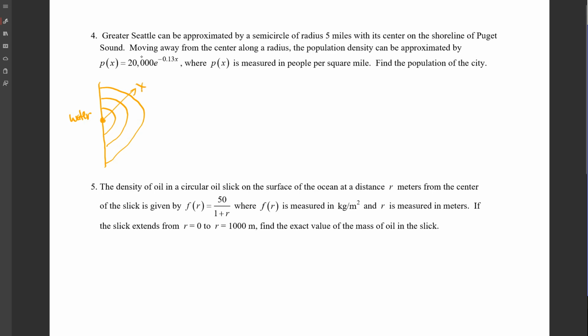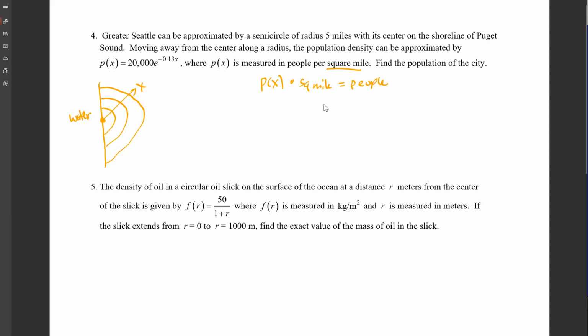Here they call it x instead of r. And what this says is that you're given a population density with respect to x. So the population density changes as you move further and further out. And this population density is measured in people per square mile. So if you want to find the population of the city, you're going to need to multiply this population density times square miles in order to get the number of people, if we're just looking at units.